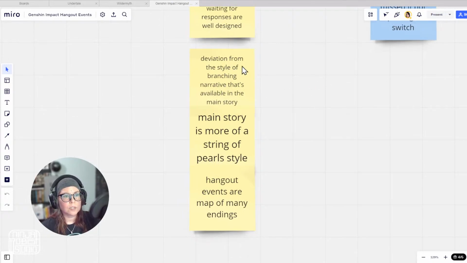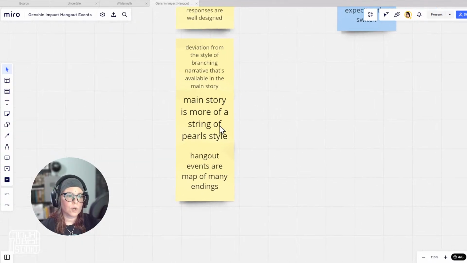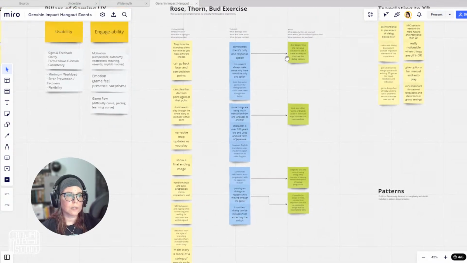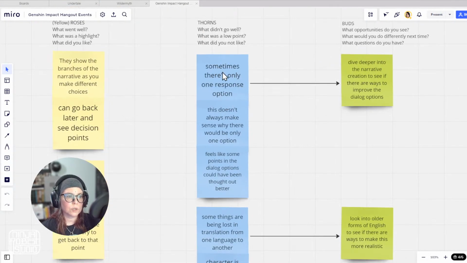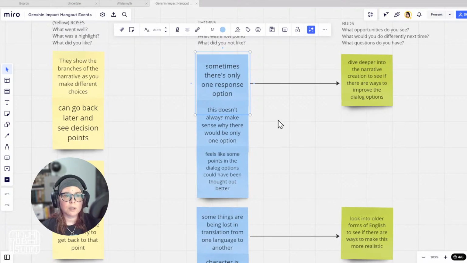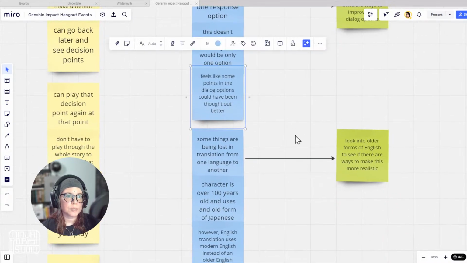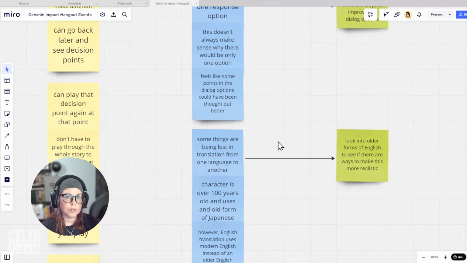And then, so deviation from the style of branching narrative that's available in the main story. Oh, yeah, because the main story is more of a string of pearls style. I mentioned that at the beginning as well. And these are maps of many endings, which is nice. And you can see all of that visually. And some of the thorns were that sometimes there's only one response option, and it doesn't always make sense. It feels like some points in the dialogue options could have been thought out better.